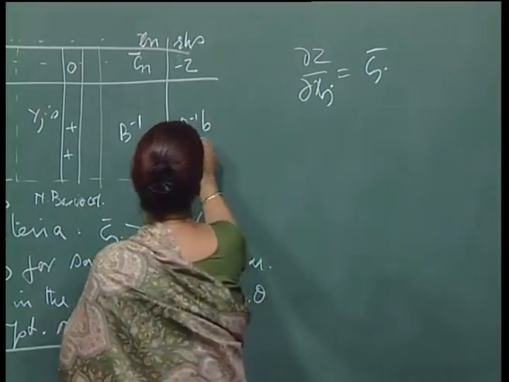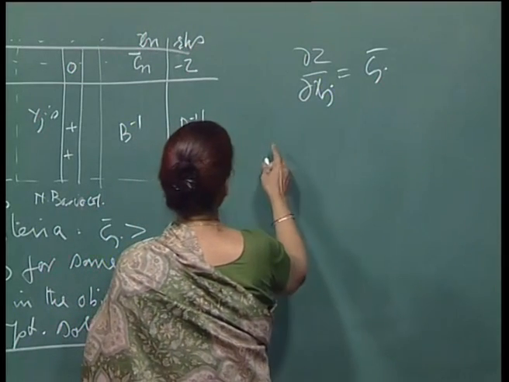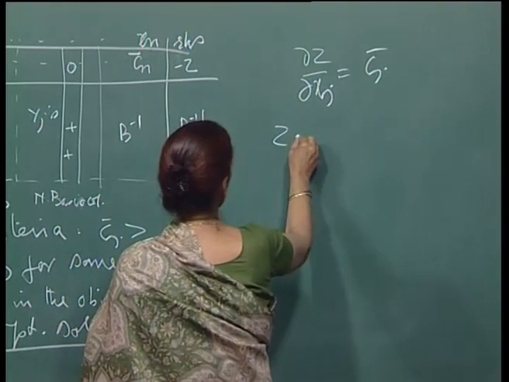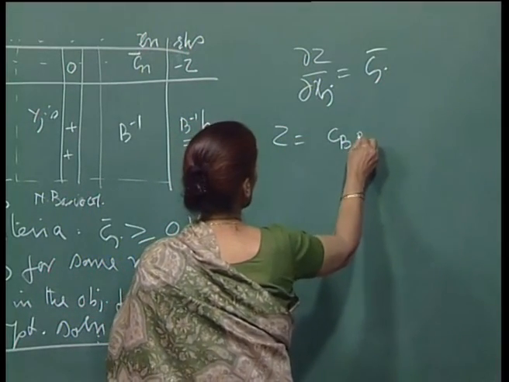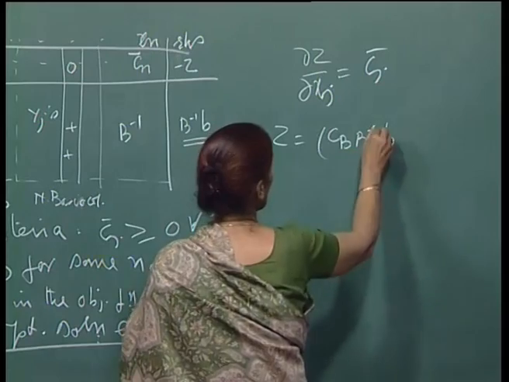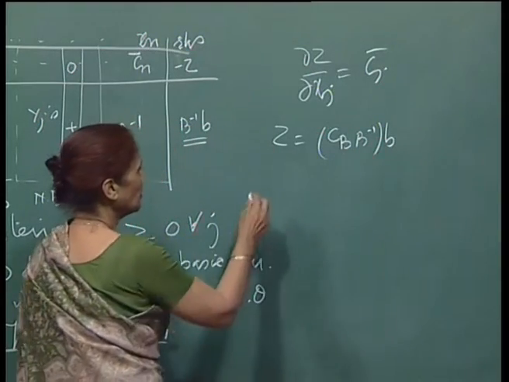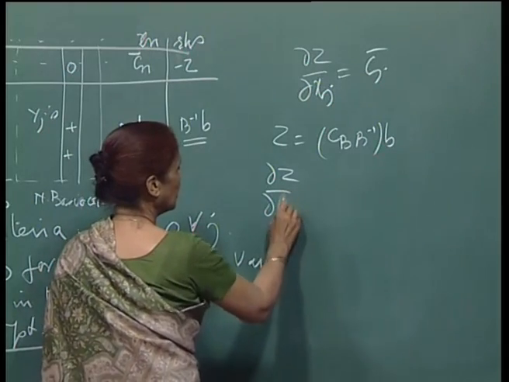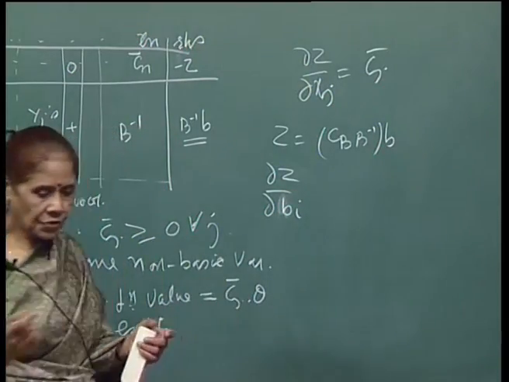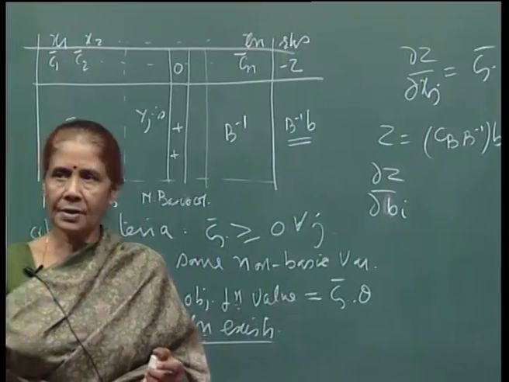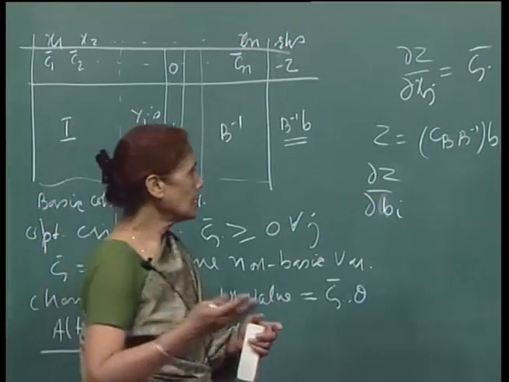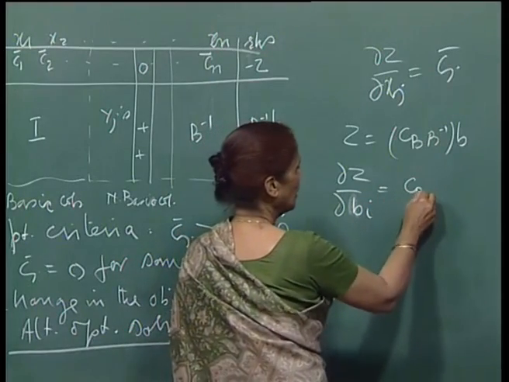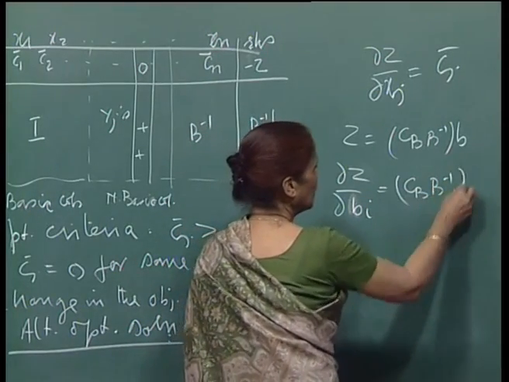Then also you can see from here that for your basic feasible solution, the value of z is Cb b inverse b. So this is a constant. Therefore if you want to look at delta z by delta bi, that means the rate of change of the objective function if the right hand side number is increased or changed, this will give you Cb b inverse I.